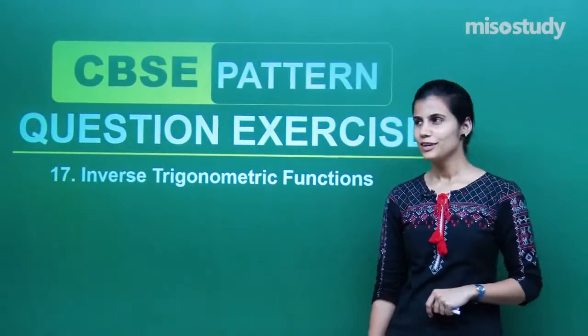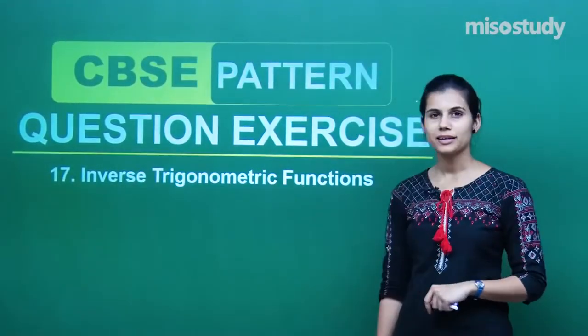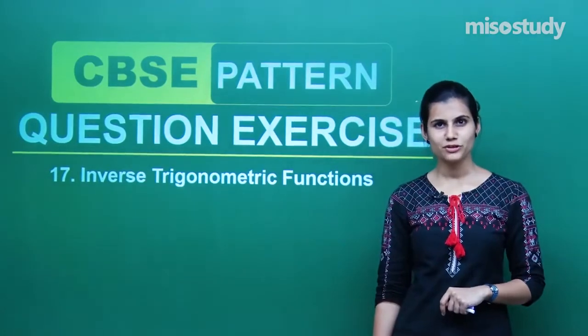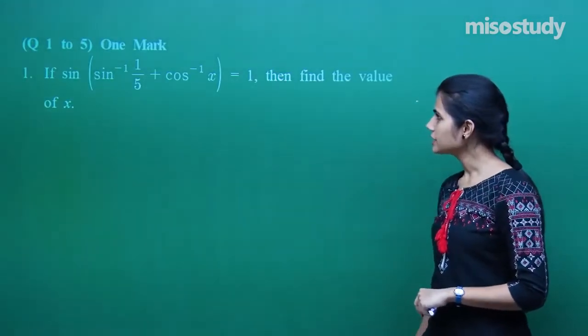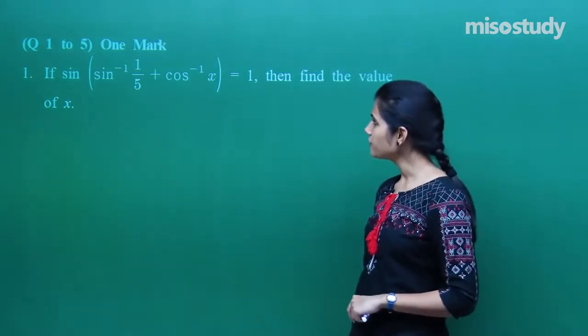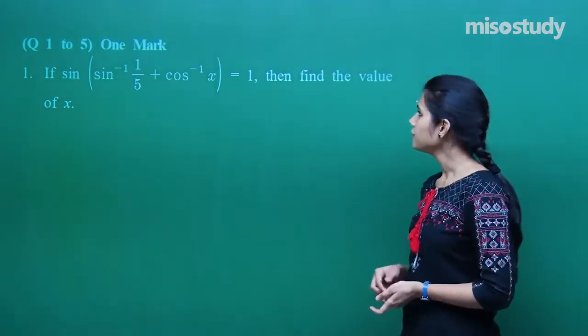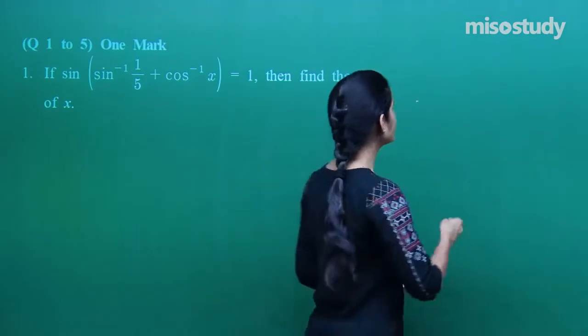Hello everybody. Well, we need to now discuss the CBSE pattern question exercises for inverse trigonometric functions. Let's begin with the first question carrying 1 mark. If sine of sine inverse of 1 by 5 plus cos inverse x is 1, then find the value of x.